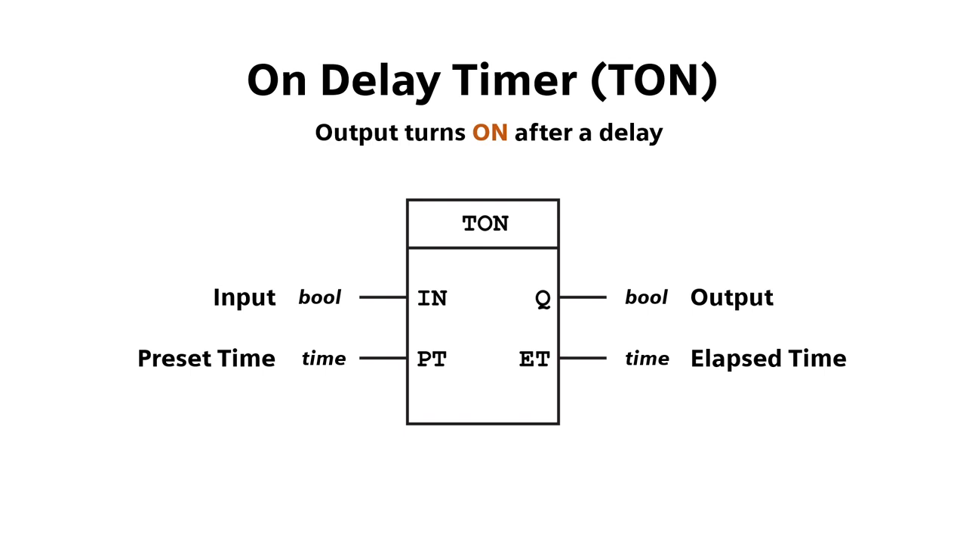Remember that this timer works like this. The output turns on after a delay. The PT, or preset time, is exactly that delay. The elapsed time is how long the timer has been activated for.